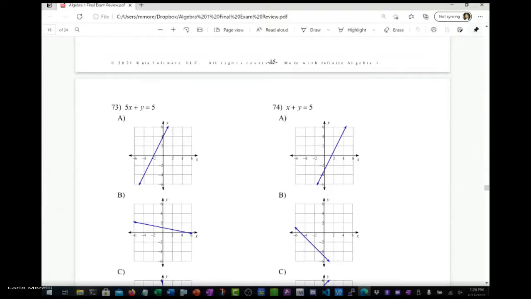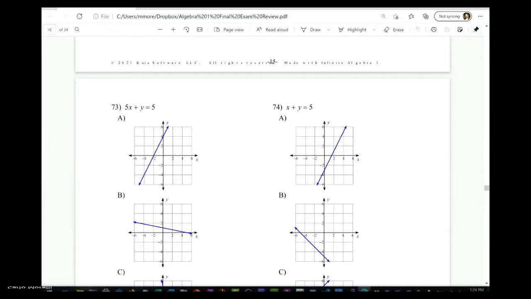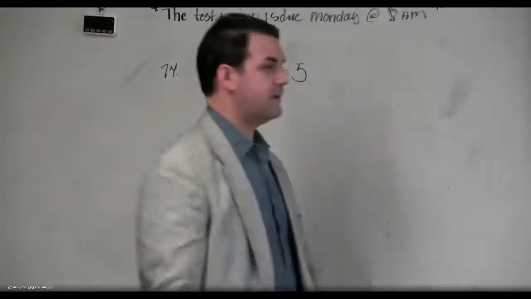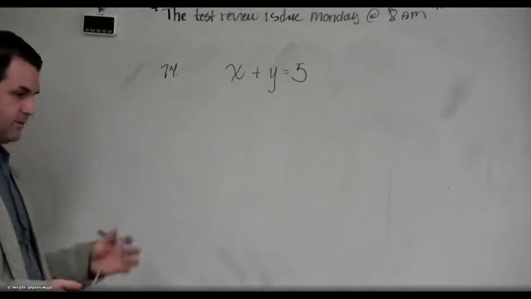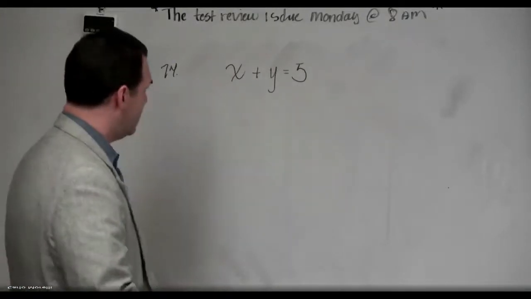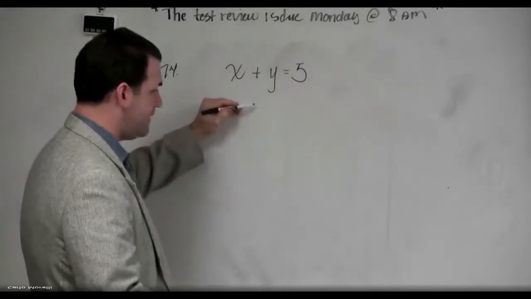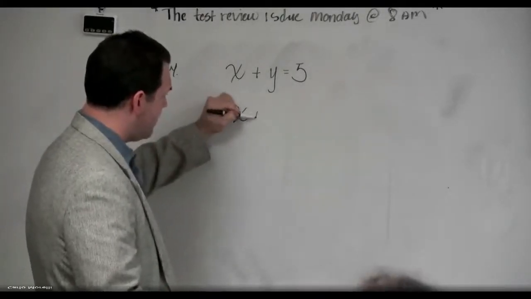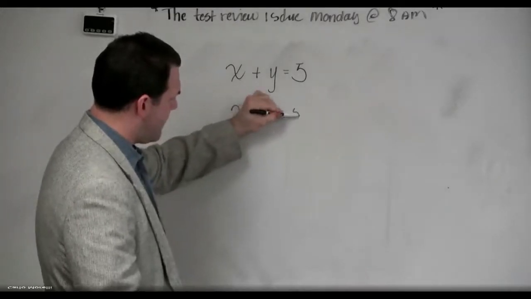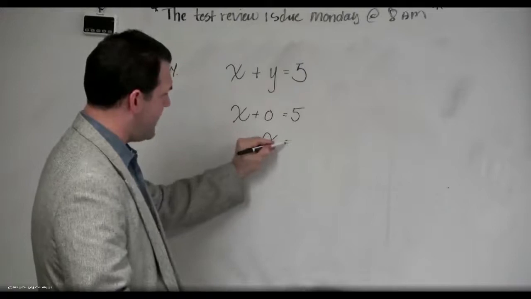And number 74. You're going to have to write this down. x plus y equals 5. Okay. Now I'll give you a little trick. We can actually just find the x and y intercepts here very easily. So for my x-intercept, I'll just replace the y with a 0. x plus 0 equals 5. So x equals 5. Well, that was easy.